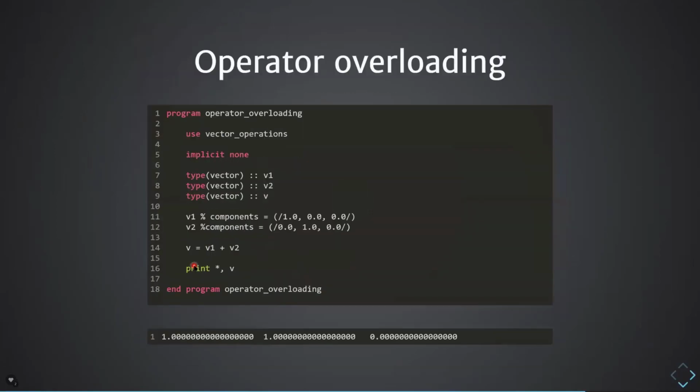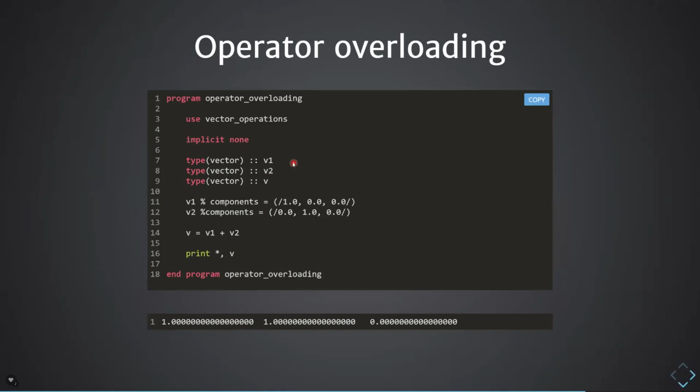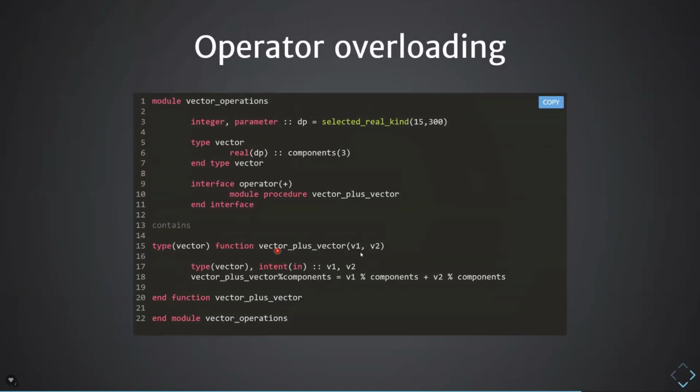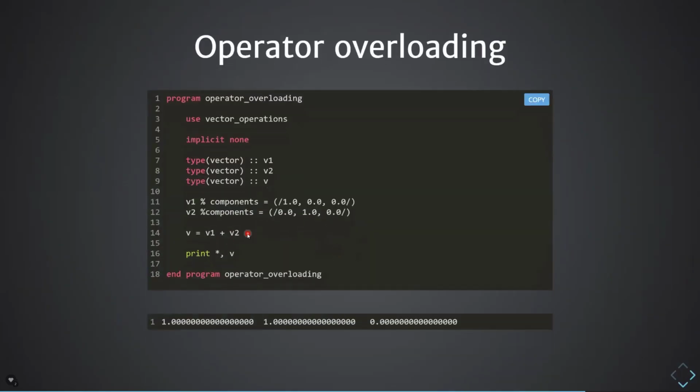What I now can do is this, so I can declare 2 vectors or 3 vectors here, assign the components, and then I can do something like this. So now when I use the plus sign here, it will actually do the vector operation defined earlier here. So it will call this function here. So it means that you can implement your own algebra for different data types. This is something that has only been possible in languages like C++ or Java before, and now you have this in Fortran as well.